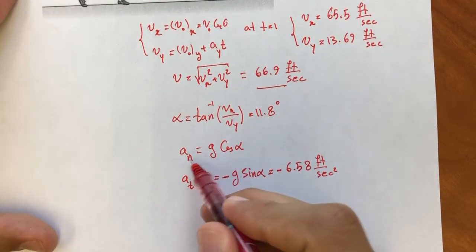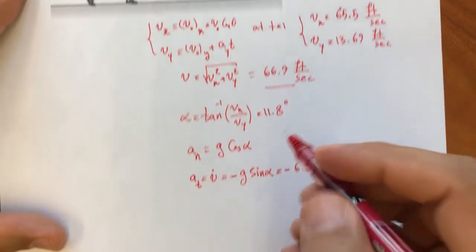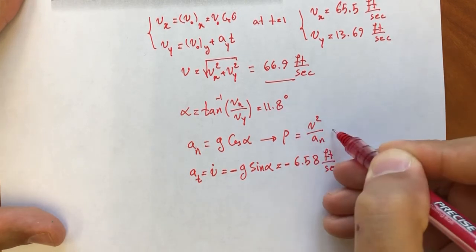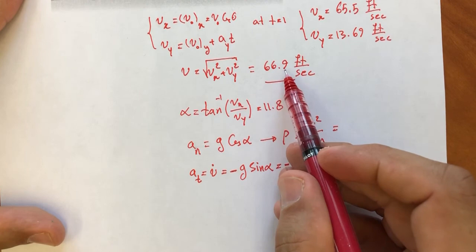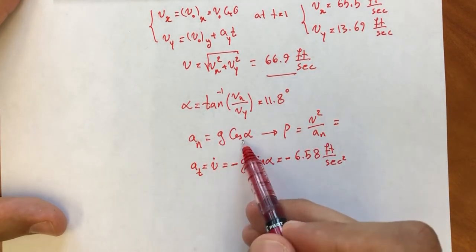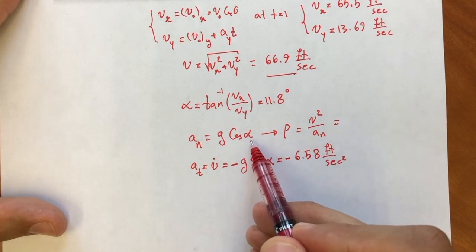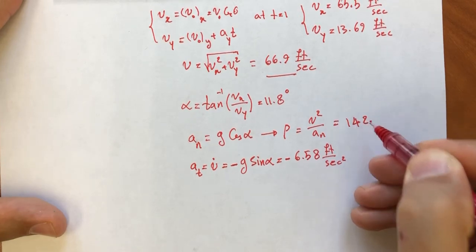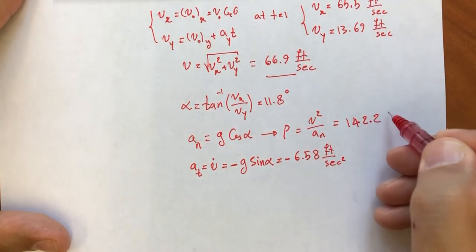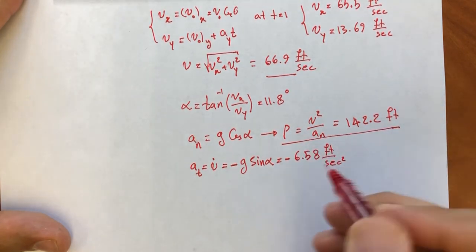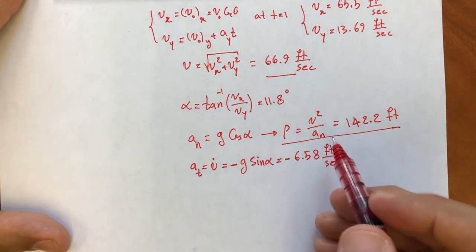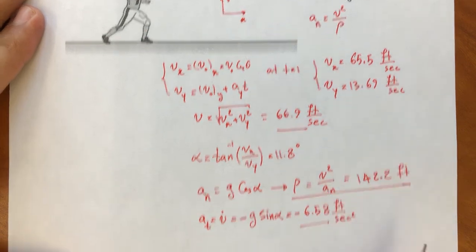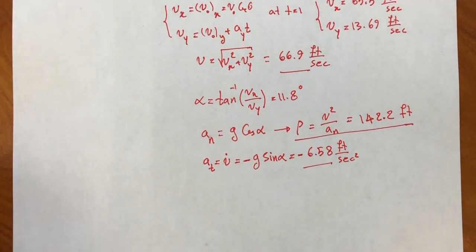And also, after finding an, I can use this equation to find rho. Rho is going to be equal to velocity squared divided by an. So it's going to be equal to 66.9 squared divided by an, which is 32.2 times cosine of 11.8. And if you put the numbers, this is going to be 142.2 foot. So this is the radius of curvature. This is acceleration in the tangential direction, or v dot. And this is the total velocity. We can do the same thing for the other part when t is equal to 2.